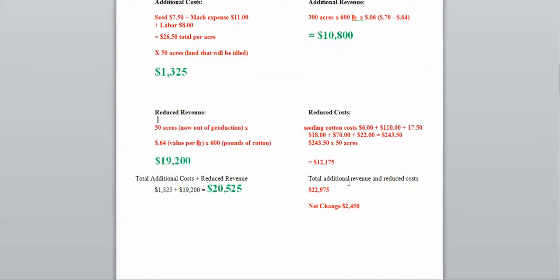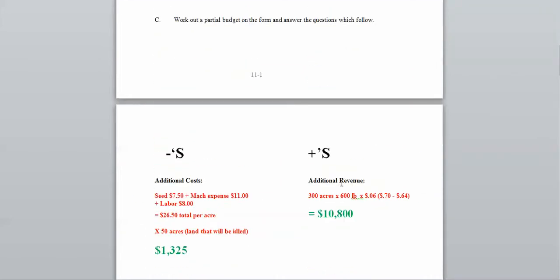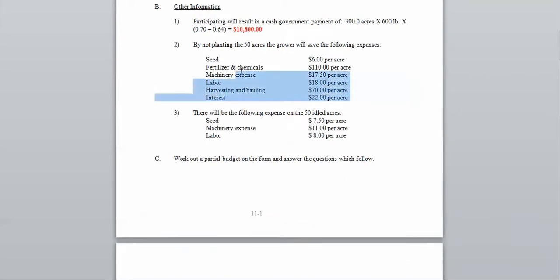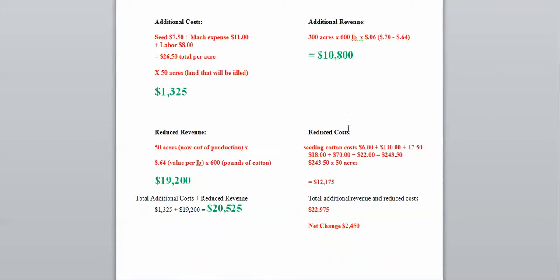Another positive is we save all the money we would have spent on planting the 50 acres of cotton. All this expense we would have spent on planting the 50 acres of cotton, we now get to save. So here I add up all those costs per acre, multiply that by 50 acres to get a total savings of $12,175. So we get an additional $10,800 from the government by participating in the program.